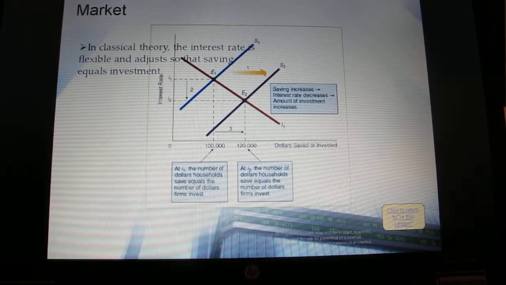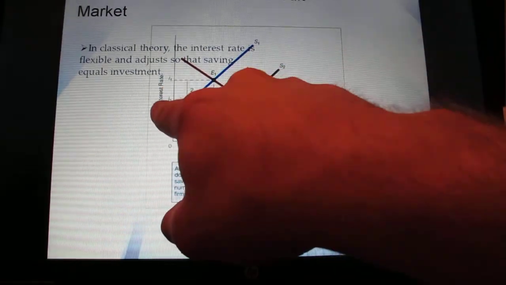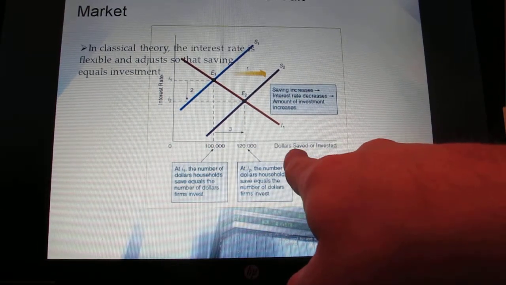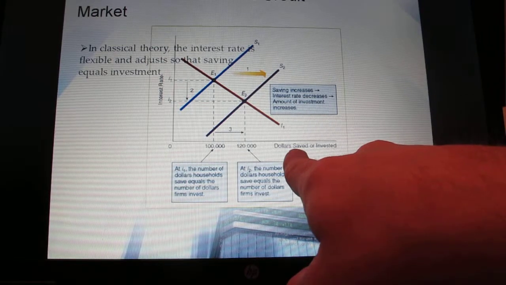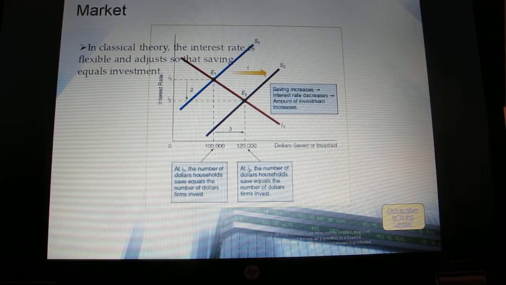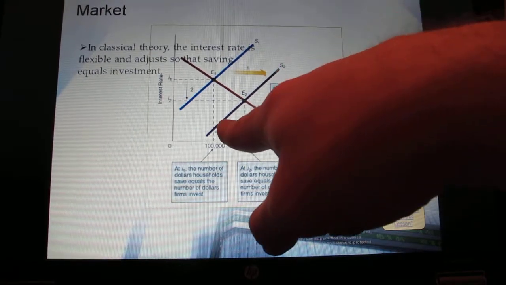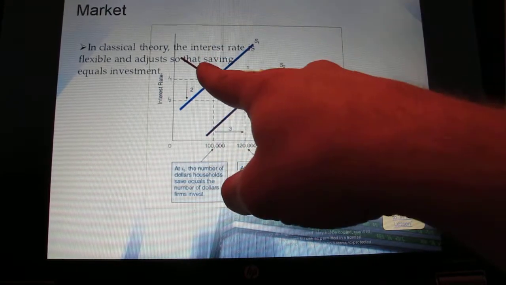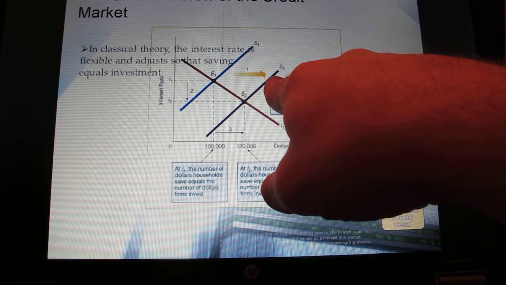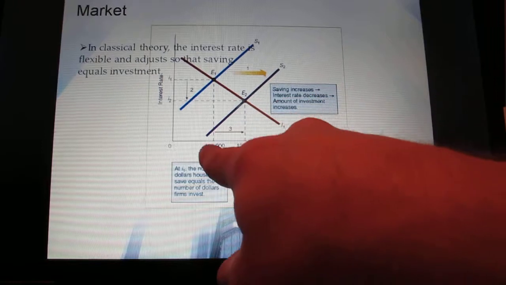I typically draw out at this point a supply and demand chart with the interest rate here, just like this, and dollars saved or invested here on this axis. And classical economists believe that interest rates are able to adjust or flexible. So if savings increased, in this case, you have an increase here of savings, that would result in a shift in the supply of this blue curve to the purple curve, which would lower that interest rate. As you can see, the interest rate declines here, and increases the investment.